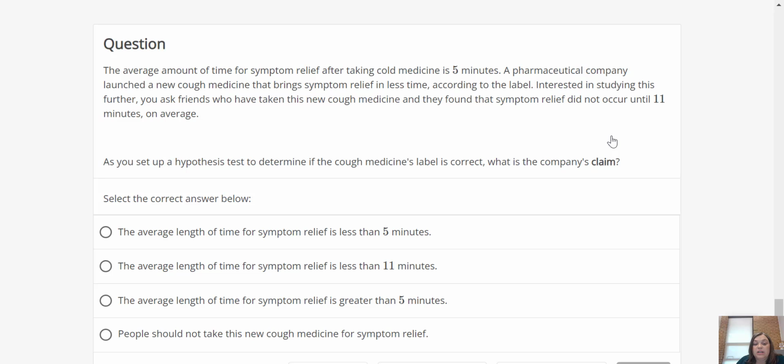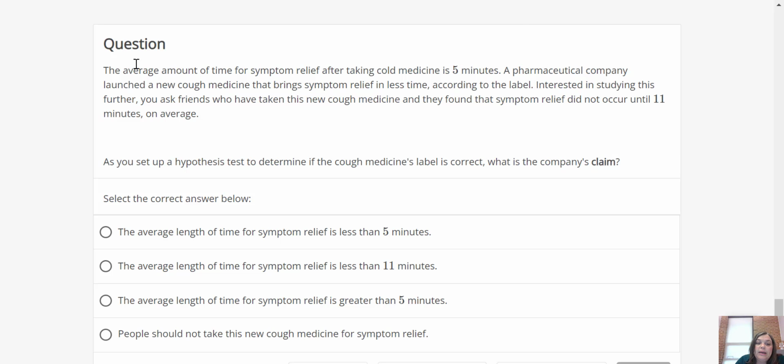So this is a good section to go over because it gives you some examples of what questions might look like. So this one says the average amount of time for symptom relief after taking cold medicine is 5 minutes. A pharmaceutical company launched a new cough medicine that brings symptom relief in less time, according to the label. Interested in studying this further, you ask friends who have taken this new cough medicine, and they found that symptom relief did not occur until 11 minutes on average. So you're going to set up the hypothesis test, and they want to know what is the company's claim.